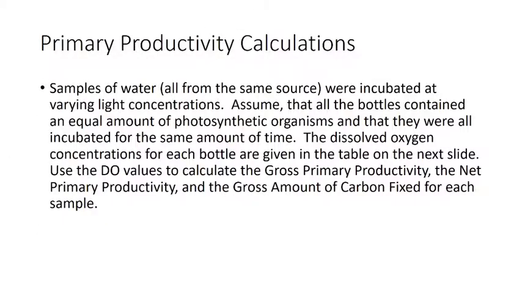Alright, so here's a slightly different type of primary productivity calculation. Samples of water, all from the same source, were incubated at varying light concentrations. Assume that all the bottles contained an equal amount of photosynthetic organisms and that they were all incubated for the same amount of time. The dissolved oxygen concentrations for each bottle are given in the table on the next slide. Use those dissolved oxygen values to calculate the gross primary productivity, the net primary productivity, and the gross amount of carbon fixed for each sample.